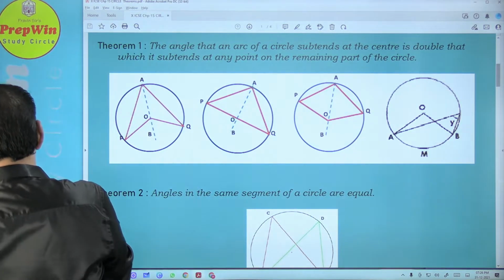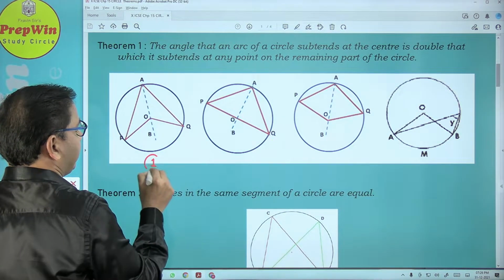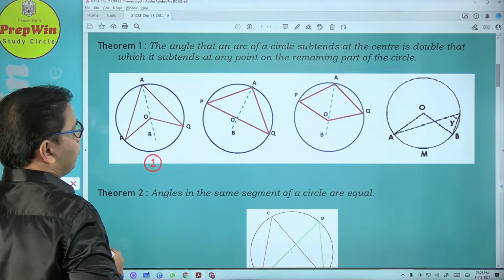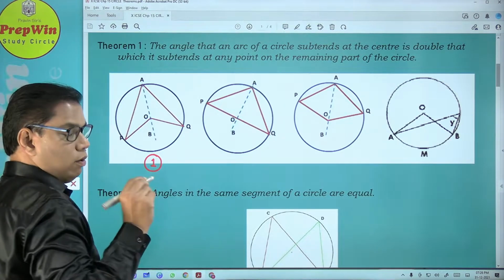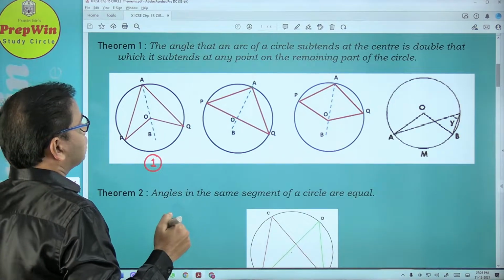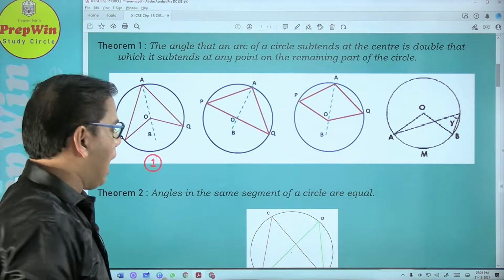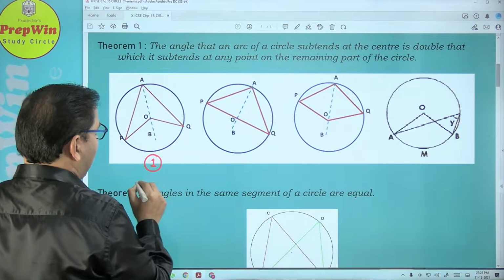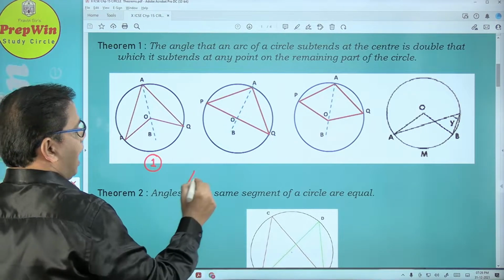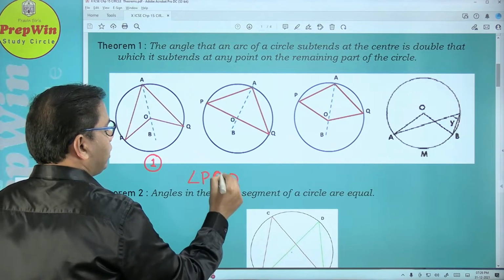Let us concentrate on my first diagram. This diagram number 1. Can you see this diagram? Yes, sir. Can you name the angle whose vertex is, you know now what a vertex is? Corner of the angle. Whose vertex coincides or lies on the center of the circle. Angle whose vertex lies on the center of the circle. Name that angle. POQ. Angle POQ. Very good. Angle POQ has a vertex.